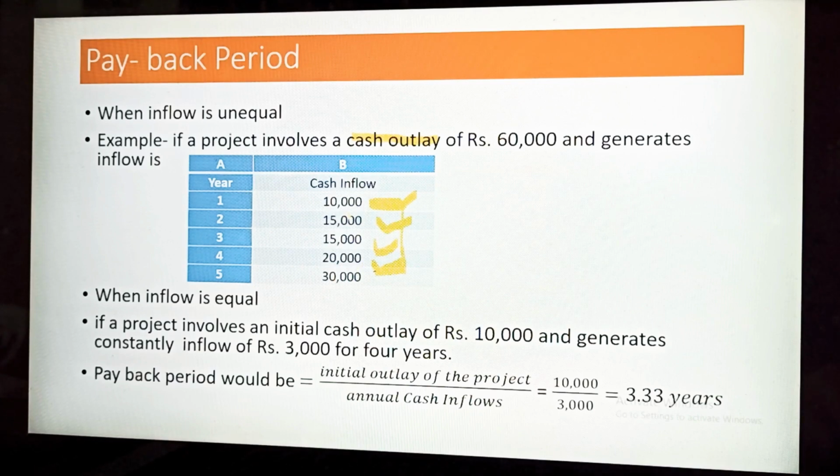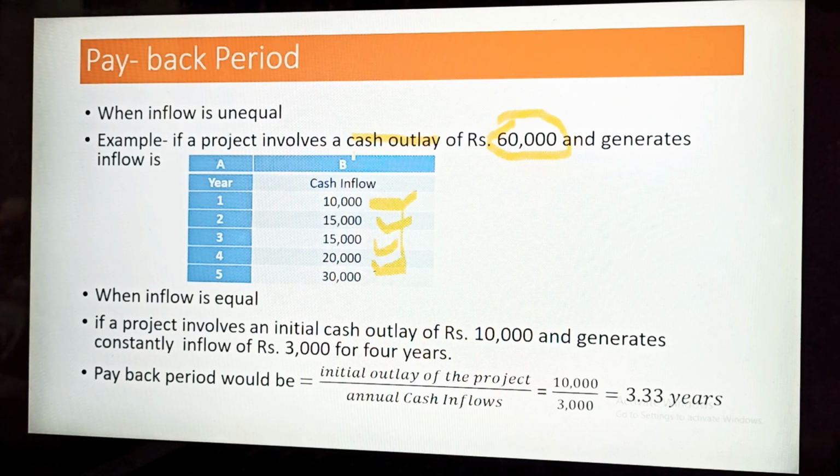So in this case you can find how many years it takes to get your cash outlay back. You can check the first year 10, 15, 15 and 20 you are getting; in the fourth year you are getting the entire 60,000 rupees. So the fourth year is your payback period. This case happens in the case of unequal inflows. Now I will talk about when the inflow is equal.